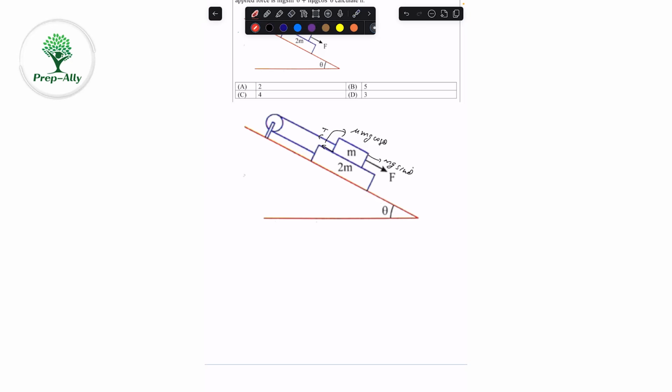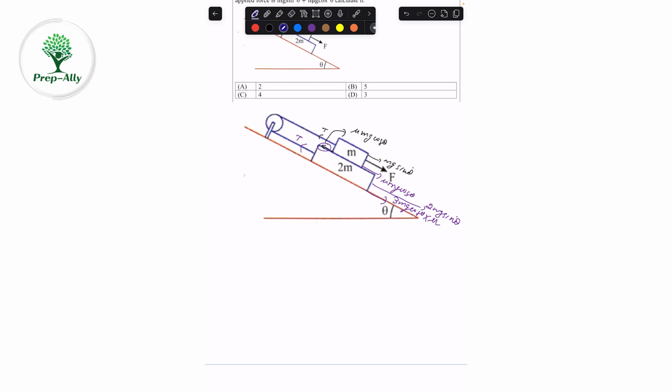If I draw the friction on this bigger block, its friction will be in this direction, and the friction's value will be normal, which is 3 mg cos theta, into mu. Also, due to this friction, it will also have a friction backward, which is mu mg cos theta. Also, it will have its own weight component, which is 2 mg sin theta, and a tension acting on it.